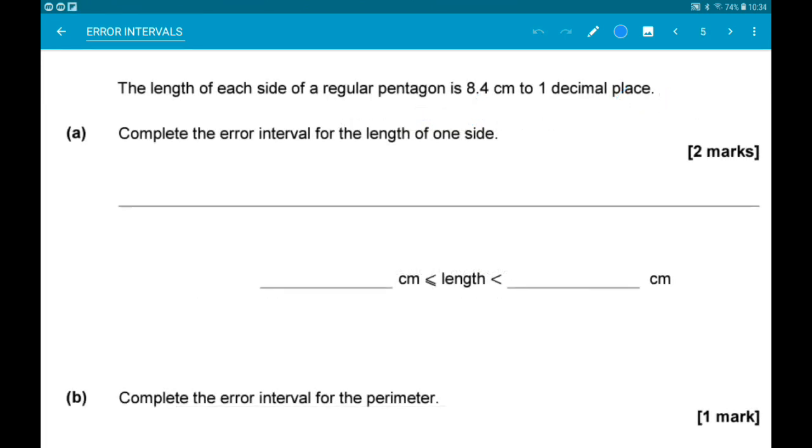Okay, next up, the side length of a regular pentagon is 8.4 centimeters to 1 decimal place. Complete the error interval for the length of one side. So the smallest number that would round up to 8.4 to 1 decimal place is 8.35. Now the smallest number that doesn't round down to 8.4 is 8.45.